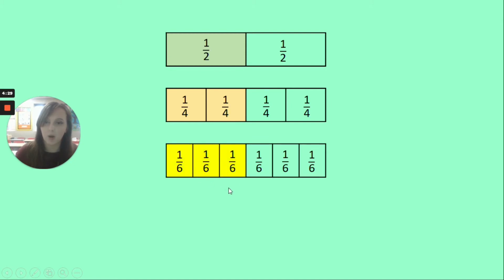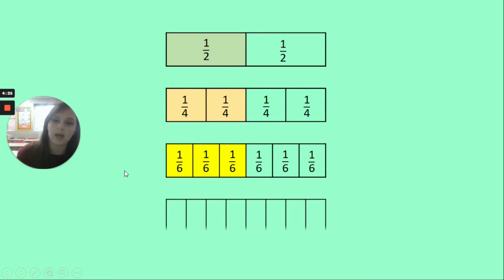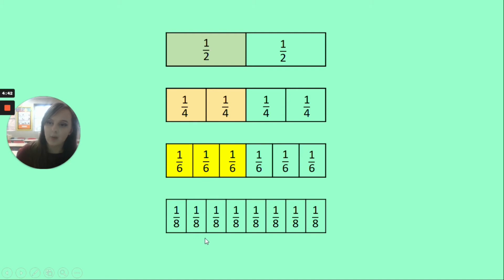3/6 are worth the same as 1/2 and 2 quarters. You can see this line down the middle, they're all taking up the same amount of space. And here I've got my bar model again, and this time it's split into 8ths. How many 8ths are going to be the same as 1/2, 2 quarters and 3/6? Let's have a look at where that line's going to go. 1, 2, 3, 4. 4/8ths are the same as 1/2, the same as 2 quarters, and the same as 3/6.